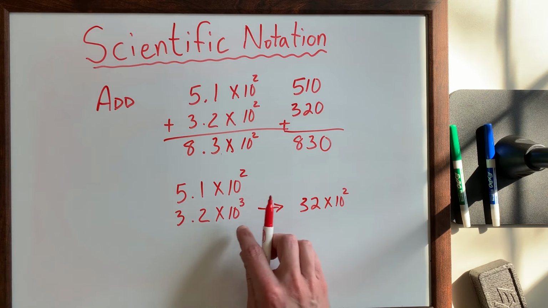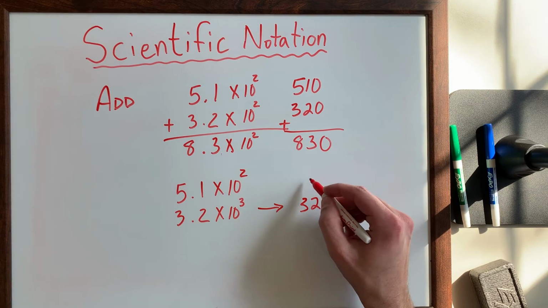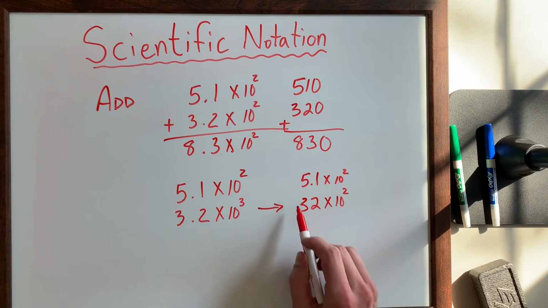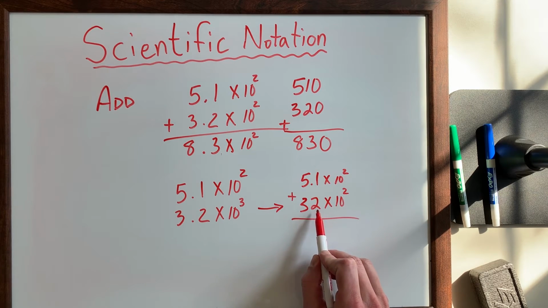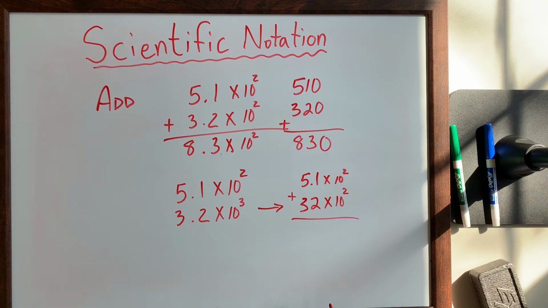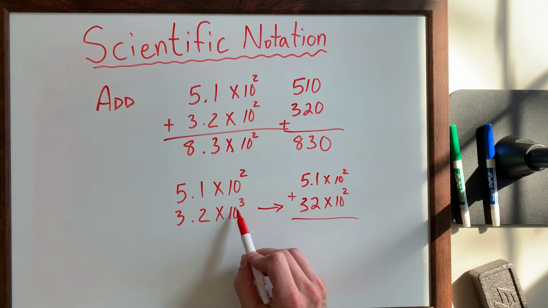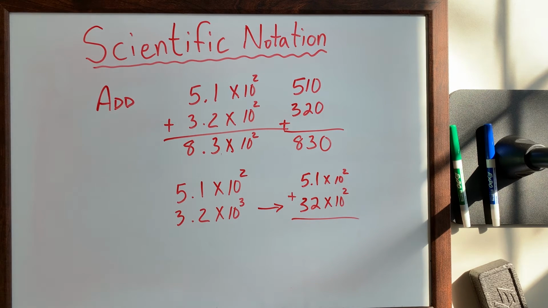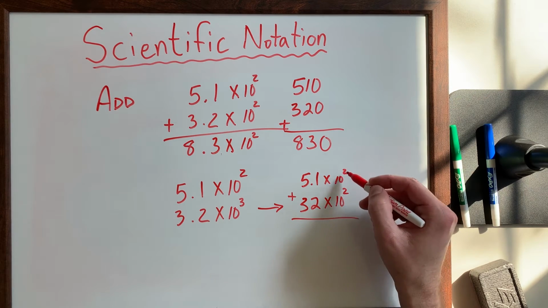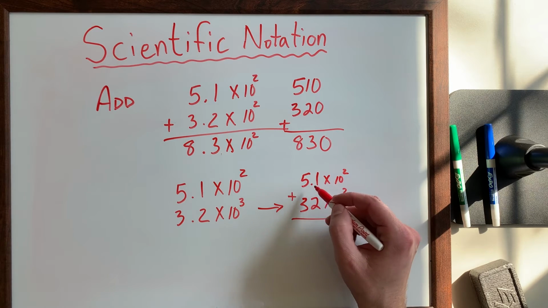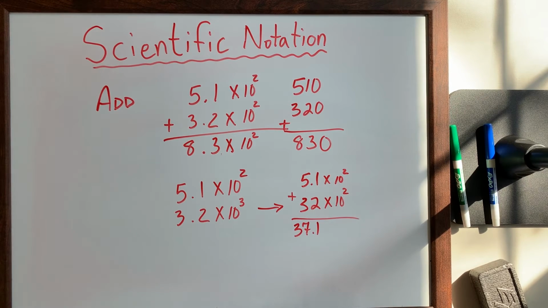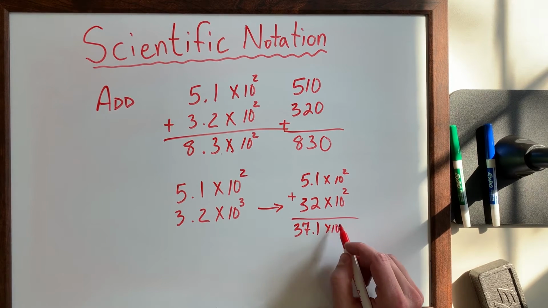Now I'm going to rewrite this, and actually I think what I'll just do is rewrite it over here. 5.1 times 10 to the second plus 32, not 3.2, but 32 times 10 to the second. So by decreasing this exponent, I have to make the coefficient 10 times bigger, since the exponent is now 1 unit smaller, which would be 10 times smaller. Now they have the same number, and I can add. 5.1 plus 32 is going to be 37.1 times 10 to the second.